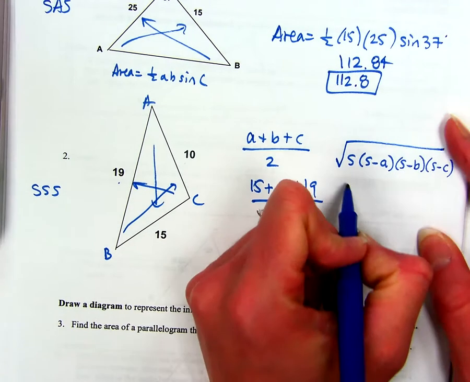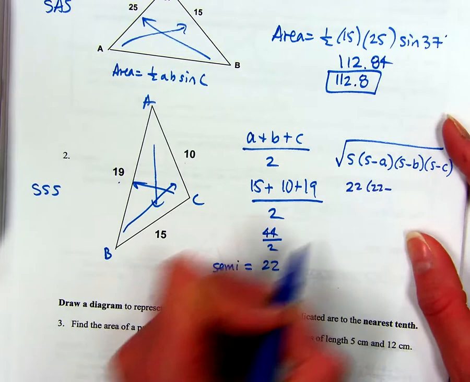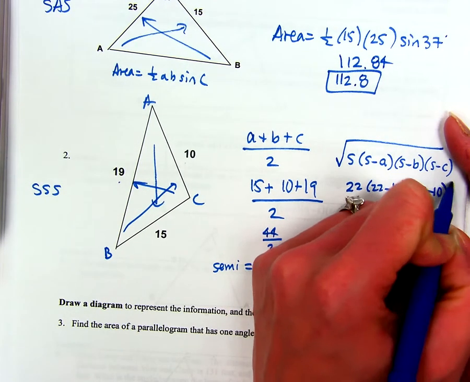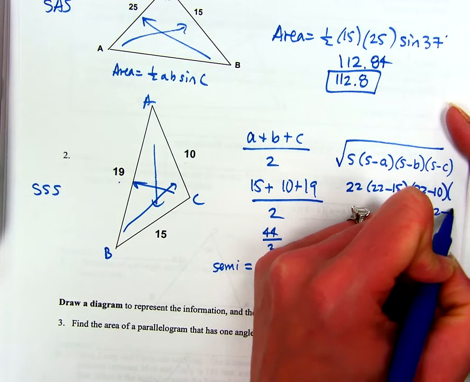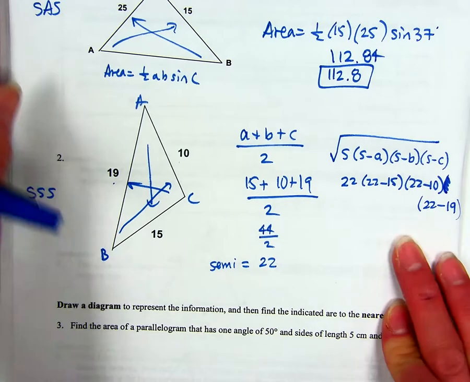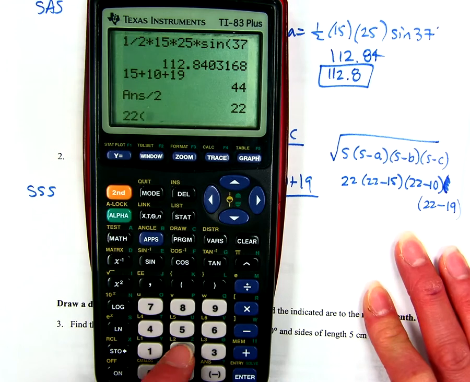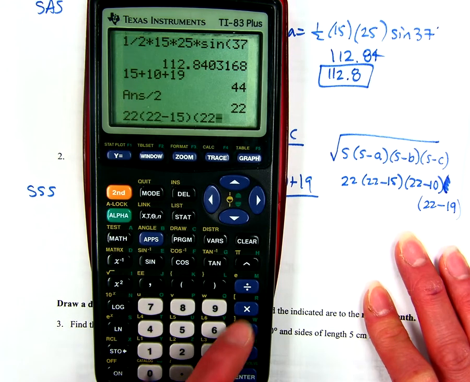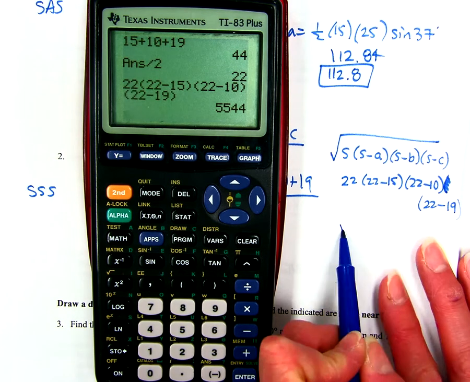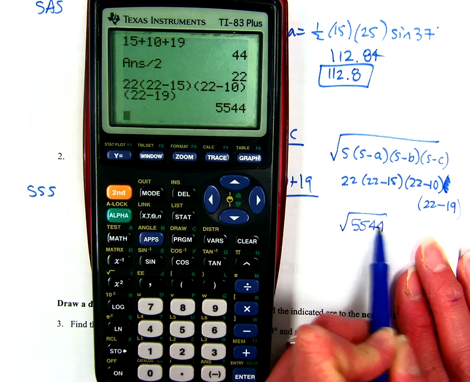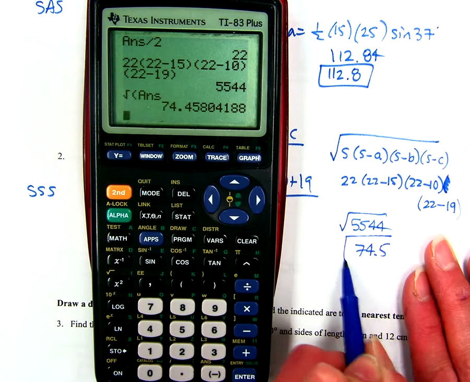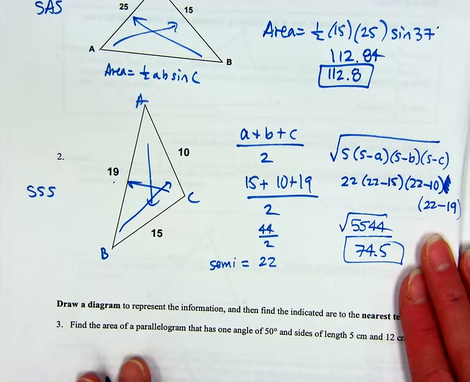So S is 22. 22 minus A, which is 15. 22 minus B, which is 10. And 22 minus C, which is 19. I'm going to type all this in my calculator: 22 times 22 minus 15 times 22 minus 10 times 22 minus 19. Now that's not my answer. I have to take the square root of all that, and then that's my answer. So it's 74.5.